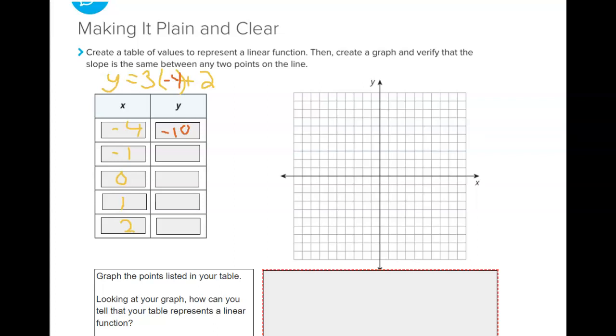Now I'm going to plug in, instead of a -4, I'm going to plug in a -1. My parentheses got a little messed up there. So I'm plugging in a -1. 3 times -1 is -3. And -3 plus 2 is -1.